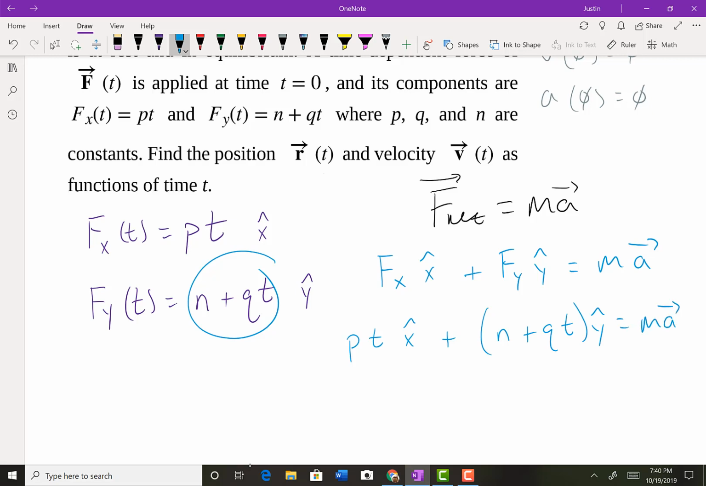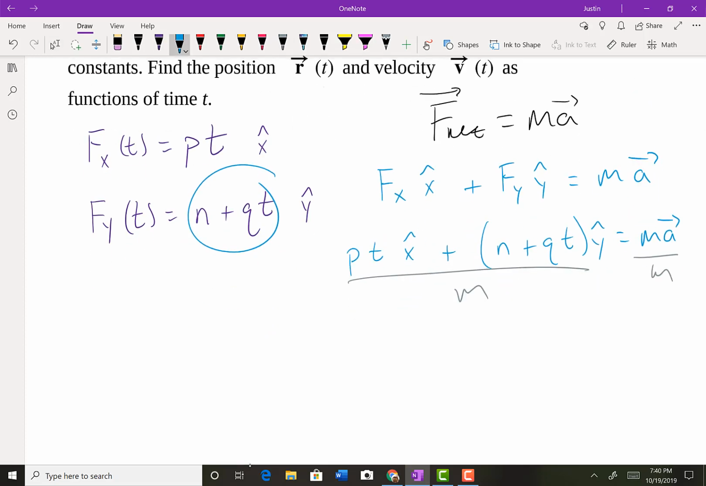And then if I wanted to get the acceleration as a function of time, which is this, all I would need to do is divide everything by the mass. So let's do it. Divide by mass. So I'm going to simplify this a little bit here. I'm going to get, well, the masses are definitely going to cancel out.